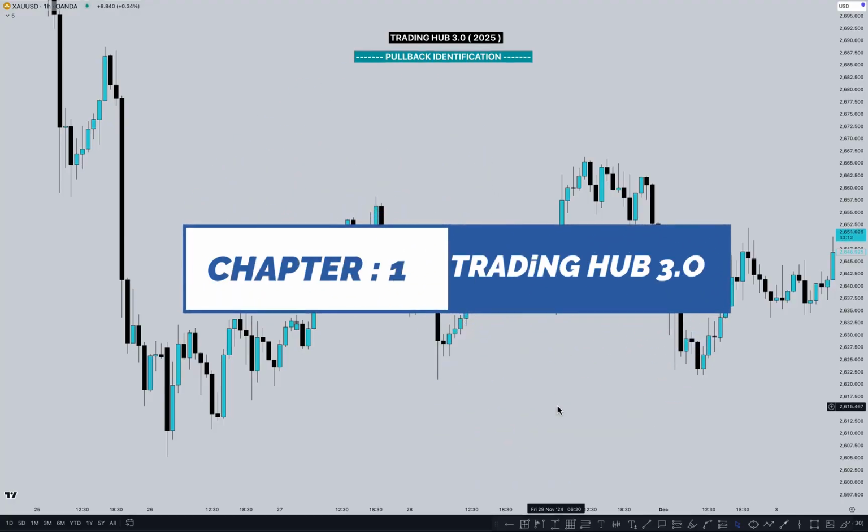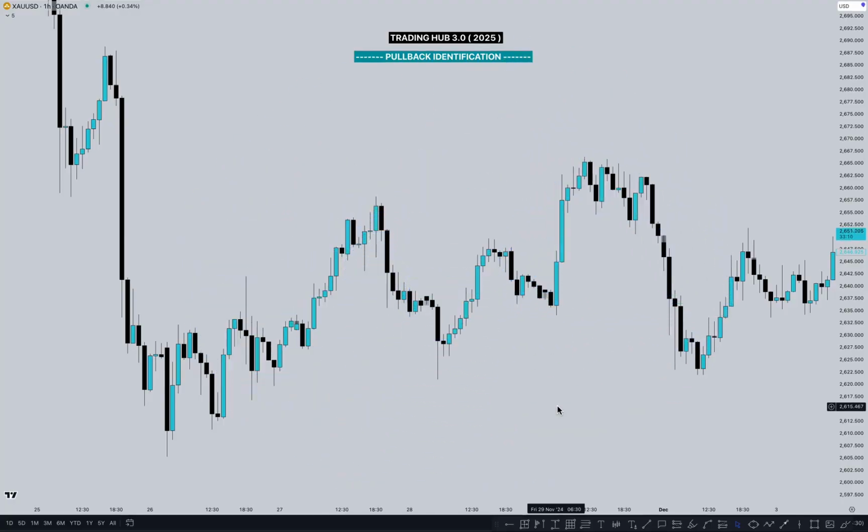In this chapter, we are going to learn about pullback identification. How we can identify a valid pullback and what is the real definition. Some people think that only a bullish or bearish candle identifies a pullback. No, the candle color does not matter. Pullback identification only happens when the market takes out the previous candle high or low, and then we can confirm whether this is a valid pullback or not.